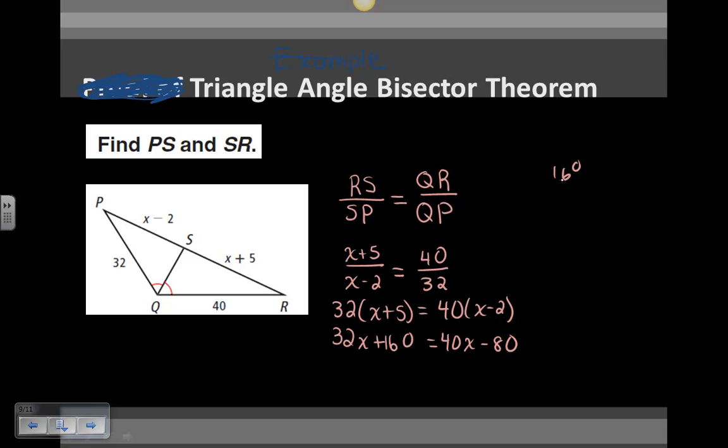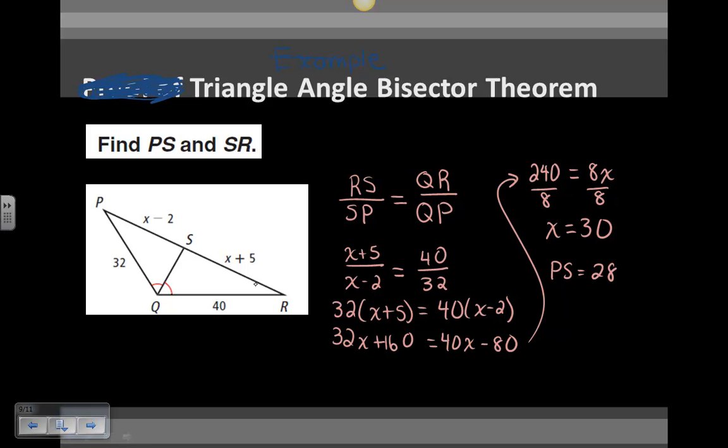Then if we subtract the 32x from both sides and add the 80 to both sides, we get 160 plus 80, which gives us 240, equals 8x. Then divide both sides by 8, and we get x is equal to 30. So we're trying to find PS and SR. PS would be 30 minus 2, so PS would be 28, and SR would be 30 plus 5, so SR would be 35.